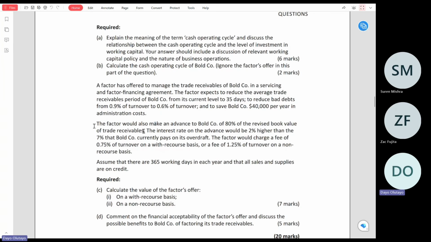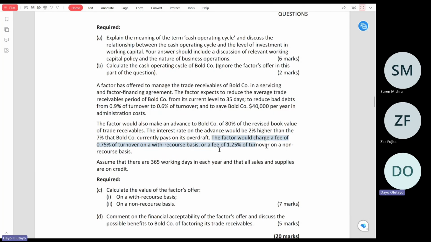But this time around, instead of going to the bank to finance your account receivable 100%, the way you used to do it, if you're going to get a factor, the guy is saying as part of our agreement, you will get 80% from me. Then the balance of 20% of your new receivables you can get from the bank. However, I will be the one to give you 80%. And I'll be giving you this 80% at an interest rate that is 2% higher than the 7% that Bootco currently pays on its overdraft.